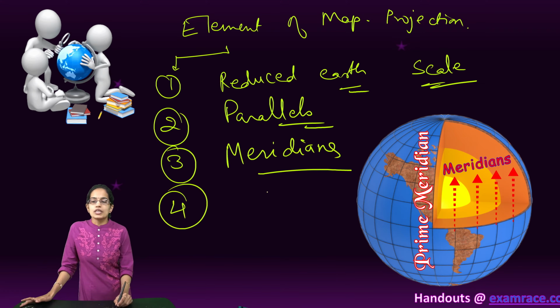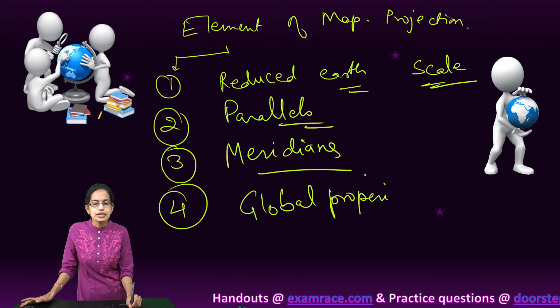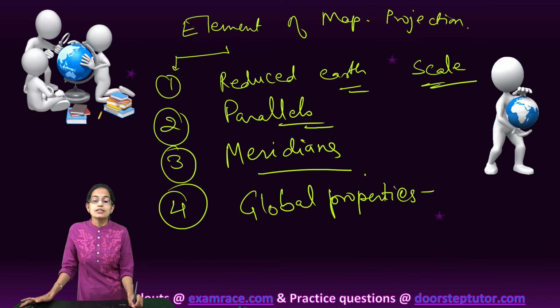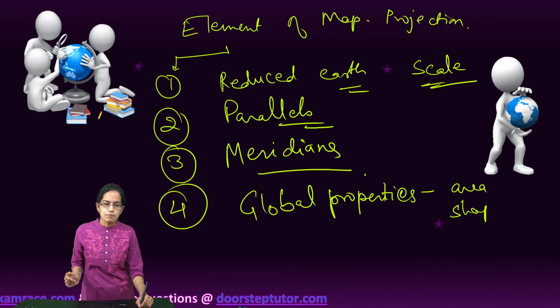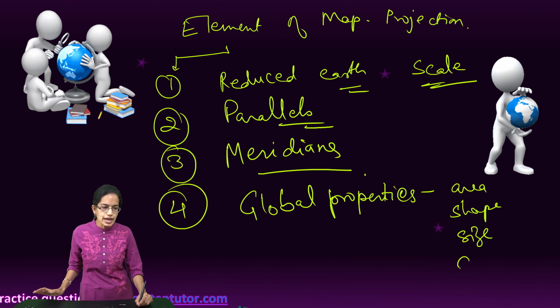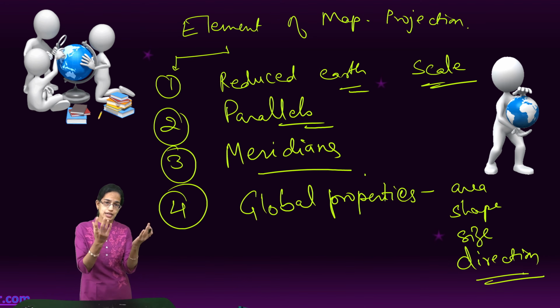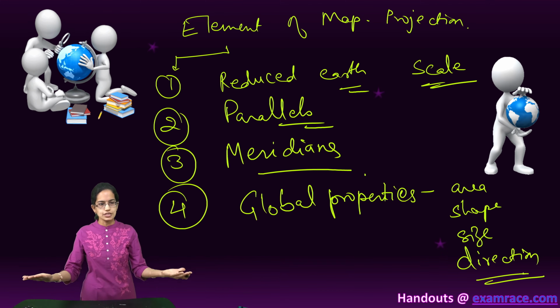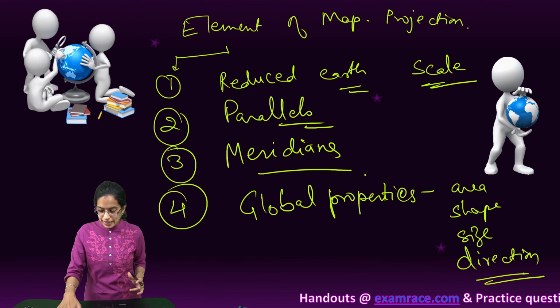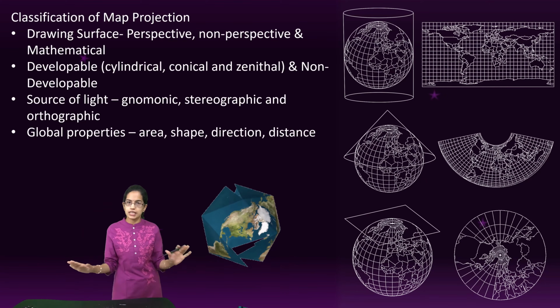And the fourth and the most important is the global properties. Now these global properties are what? As we said, trying to best maintain the area, the shape, the size and the direction. So those are the key things that you are trying to maintain when you are representing this globe on a sheet of paper. To begin with, we can classify map projection in various ways.